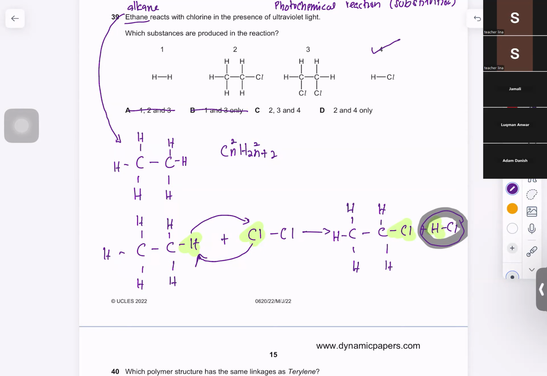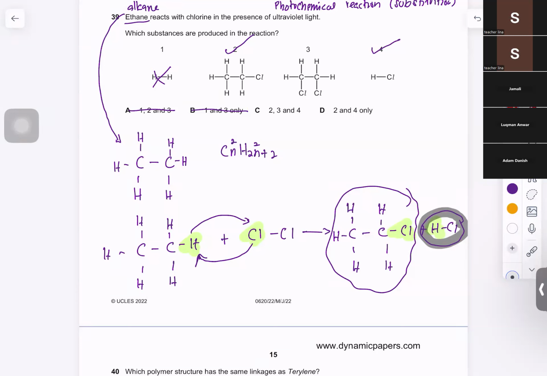Okay, either C or D. And then number 1 is totally wrong. So no HH. So then one of the products here, this one. Okay, this one. And then someone says, teacher, the answer is 2 and 4.